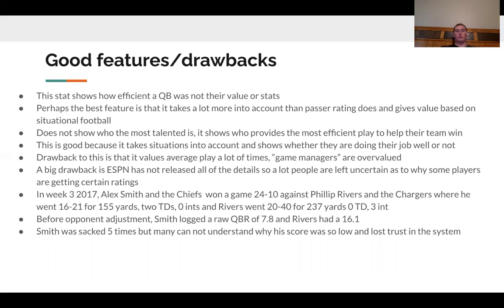For example, in week 3 in 2017, Alex Smith, as you can see, won the game and had pretty solid, game manager type stats, and Philip Rivers had pretty poor stats. But before the opponent adjustment was made, Smith had a QBR of 7.8 and Rivers had 16.1. So Rivers had a higher QBR somehow over Smith, and a lot of people lost trust in the system because they don't know how that score could be.